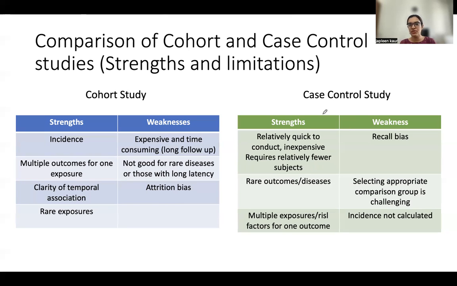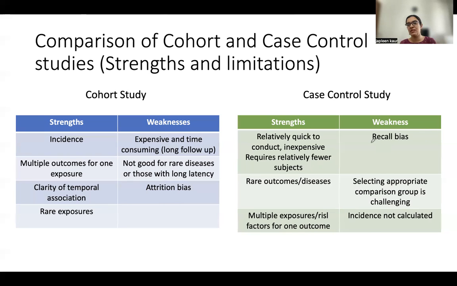Coming to the case control study, some of the weaknesses of the cohort study are covered in the case control study. It's relatively quick to conduct and inexpensive. You already have the disease, so you may require fewer subjects only. And it is good for rare diseases. You quickly catch hold of the disease part and then you go back. And you can study multiple exposures or risk factors for one outcome.